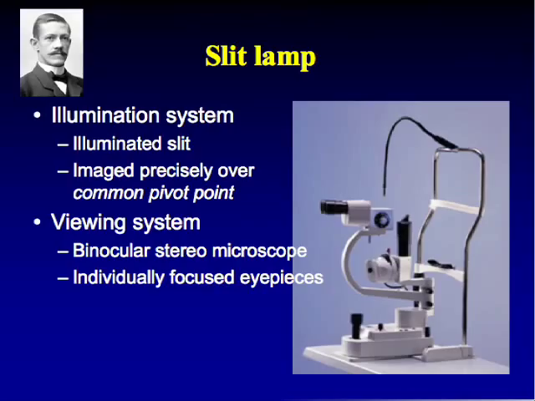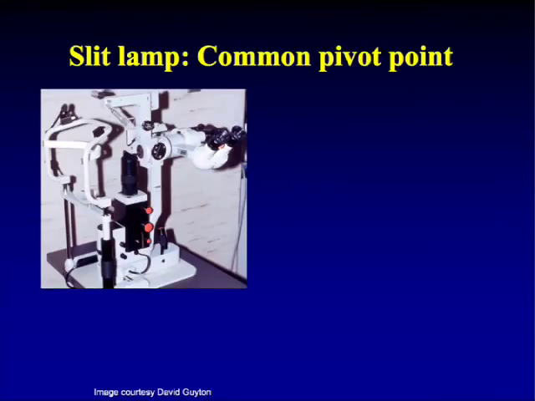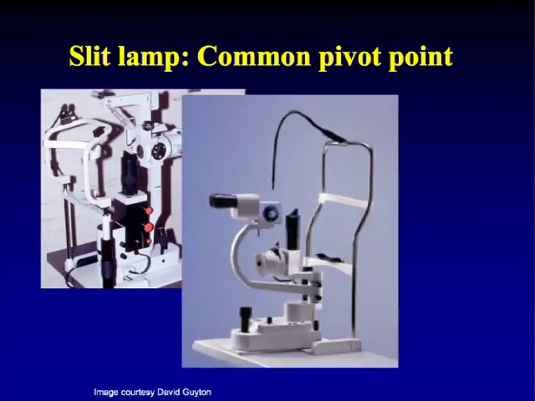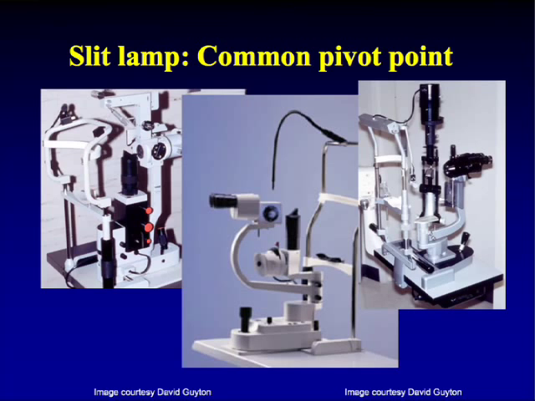So there's an illuminated slit that's projected into the eye, and a viewing system of a binocular stereo microscope with individually focused eyepieces. But the key is that they're imaged over a common pivot point, so that as you move the slit lamp to and fro, the slit stays in focus and the place where you're looking at the slit also stays in focus. This gives you an optical cross-section of the eye in focus, no matter what kind you look at. There's the common pivot point of this one, there's the common pivot point of this one, and there's the common pivot point of this one.